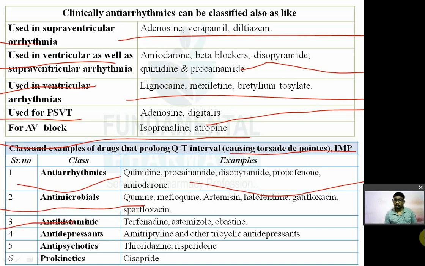Antihistaminic drugs like terfenadine, then astemizole and ebastine, they cause torsades. Antidepressant drugs like amitriptyline and other antidepressants also cause torsades de pointes. Antipsychotic drugs like thioridazine and risperidone cause it. Prokinetic drugs like cisapride also cause torsades de pointes. We saw this earlier when we were discussing the anti-serotonin drugs or 5-HT blockers. At that time I told you.